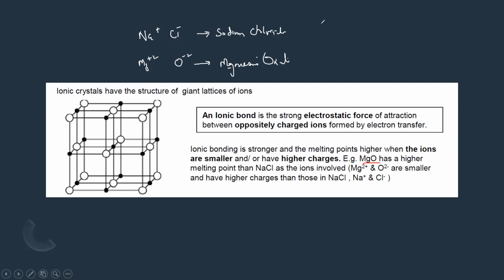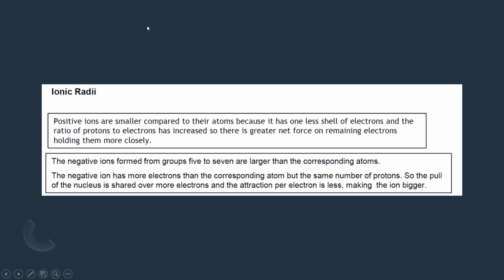So the melting point increases, that is, the electrostatic force or strength of the ionic bond increases, as the size of the positive and negative ions decreases and the charge on them increases. Then we compare the ionic radii with the atom. For example, if we have a sodium atom, the first shell has 2 electrons, the second shell has 8, and the third shell has 1. So 2, 8 and 1.